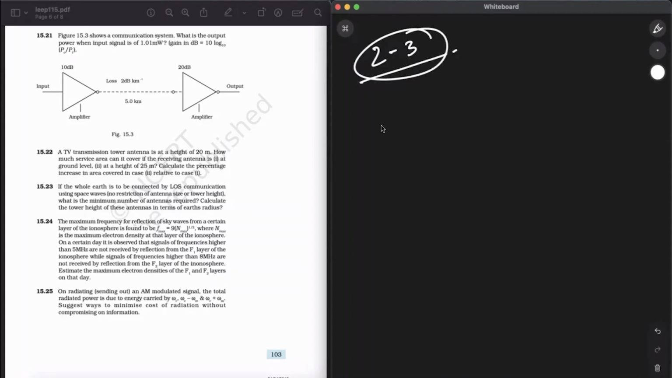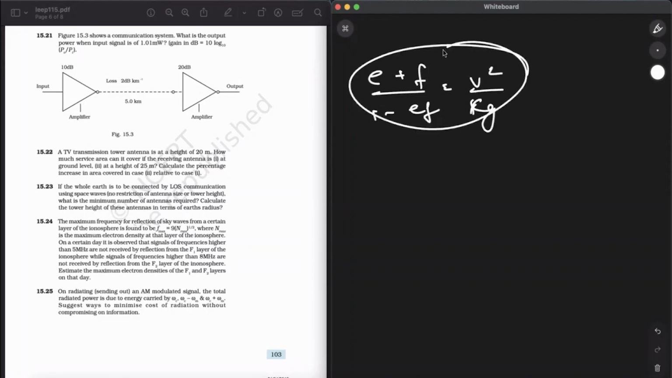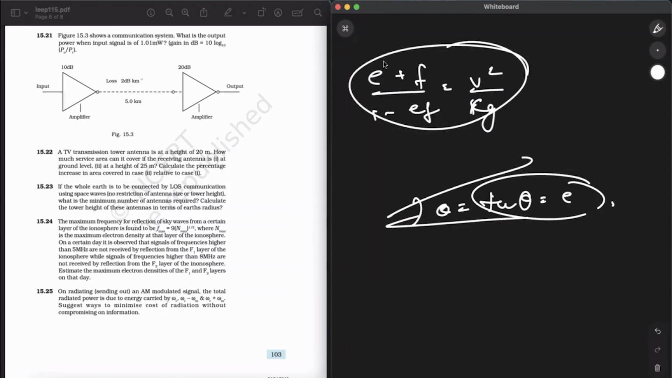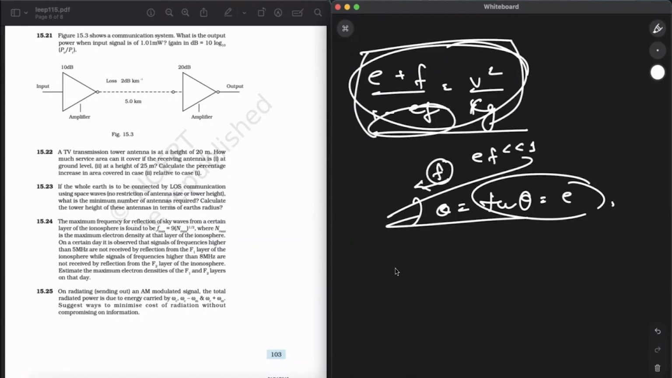I can't give you an example right now, but you just have to listen to me. Okay, I'll tell you one. This is a formula: (E plus F) upon (1 minus EF) equals V square upon RG. This is the super elevation formula. When the road is elevated through an angle theta, tan theta is called E. In the derivation we derive this. But since E is the super elevation and F is the friction, the product EF is much less than 1. So we ignore this part and write E plus F equals V square upon RG.